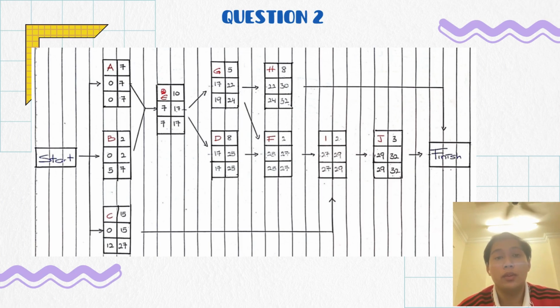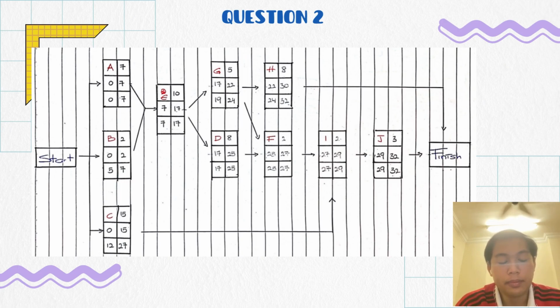Today I will explain question 2: find the ES, EF, LS and LF. As we can see from the table, from the start we have activities A, B and C. The times are 7 for A, 2 for B, and 15 for C.